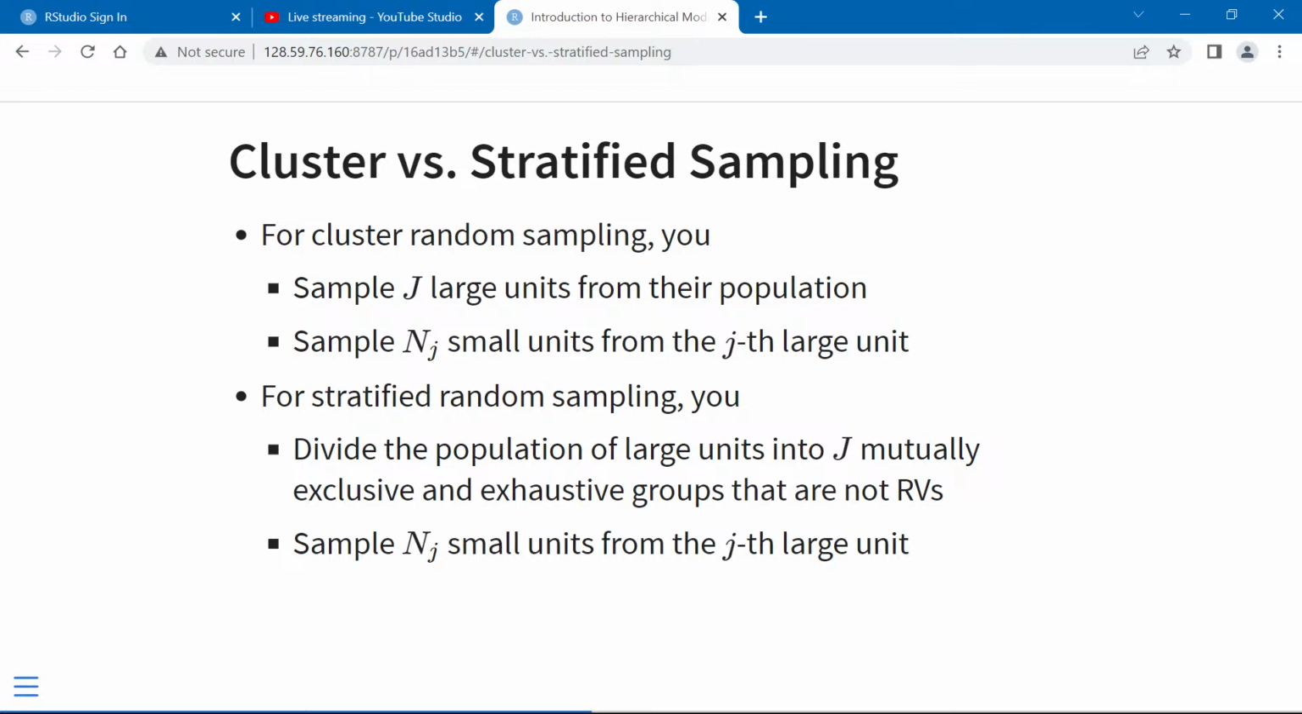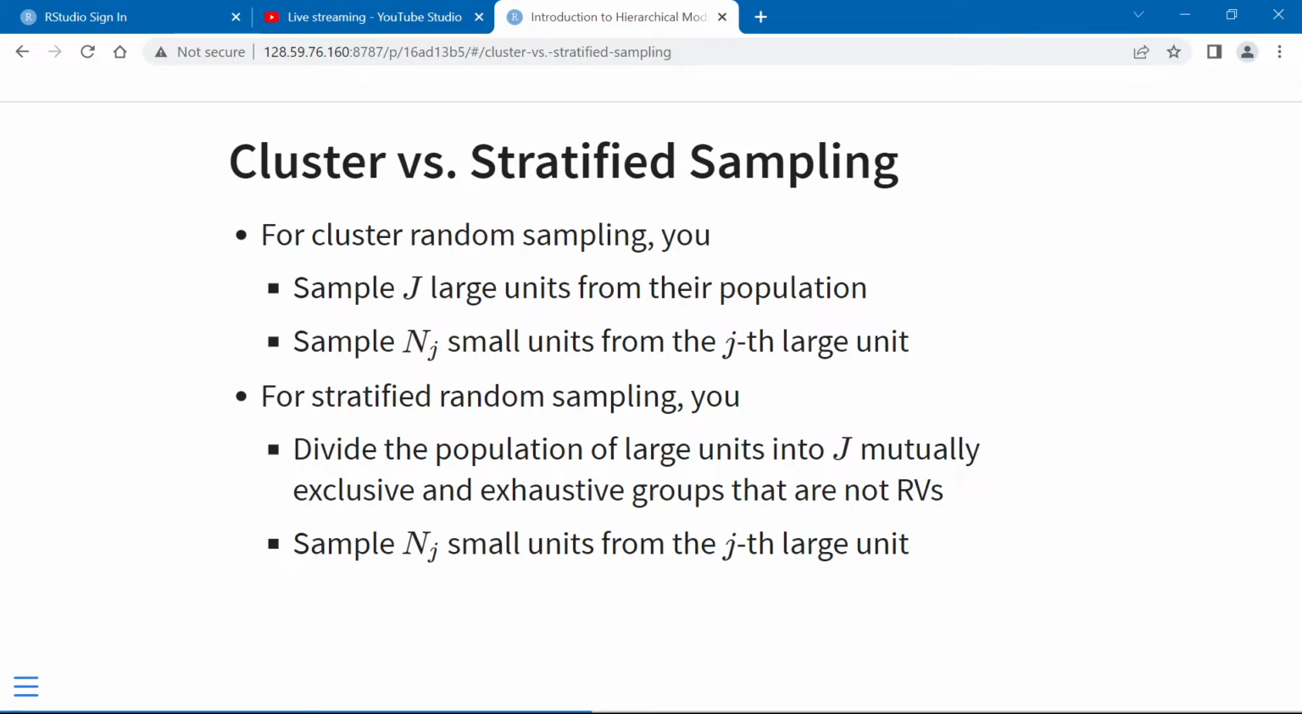And moreover, when you do stratified random sampling, you take N sub J small units, you sample them from within the big unit, but you sample small units from every big unit that there is.